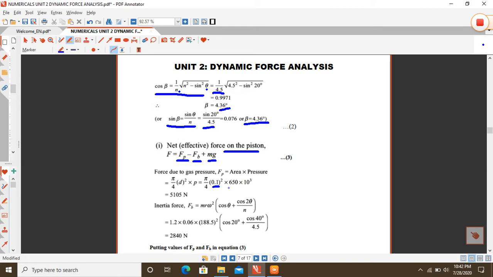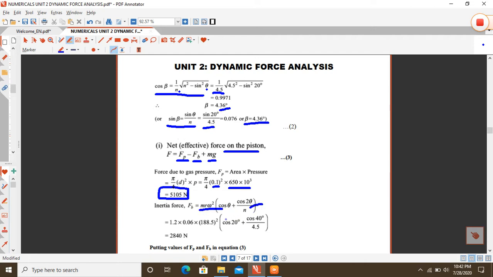Pressure is given as 650 kilonewton per meter square, so we have converted it into Newton per meter square, that is 650 into 10 to the power 3. So it comes out to be 5105 Newton.